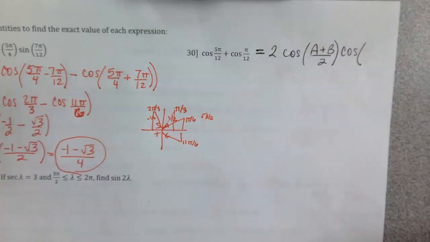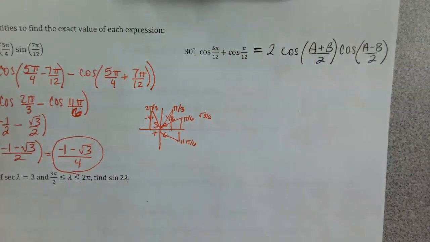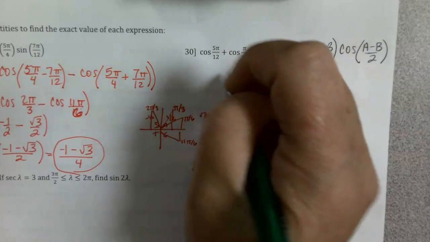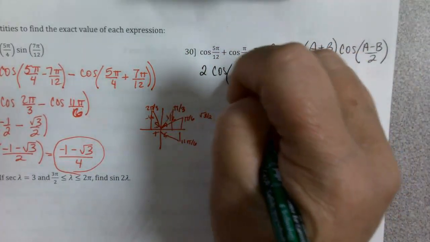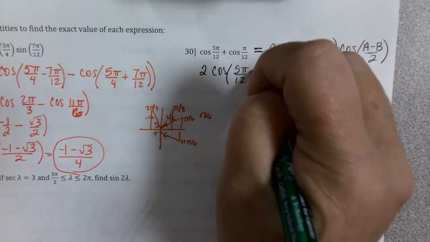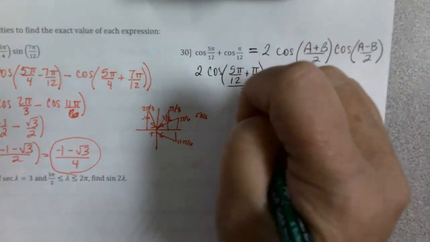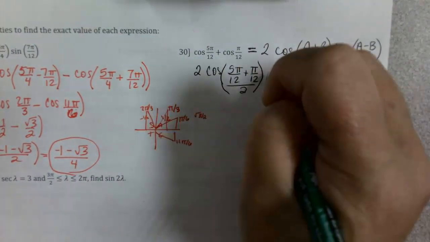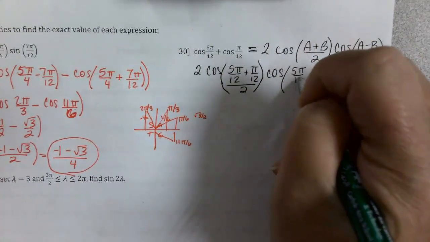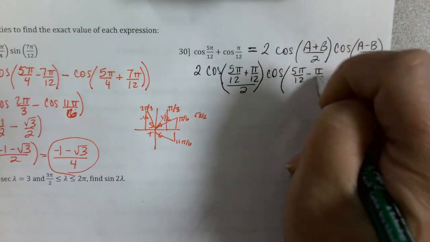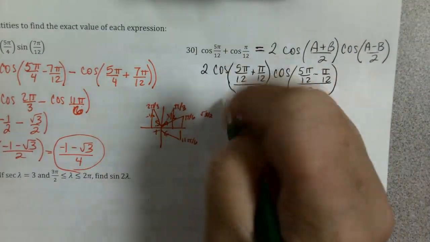And then multiply times the cosine, and we subtract the angles and divide by 2. So we're going to put in our angles in this identity. So we'll be adding 5 pi over 12 and pi over 12, and then dividing that by 2. And that's times the cosine, and then we subtract 5 pi over 12 and 11 pi over 12. And divide by 2.